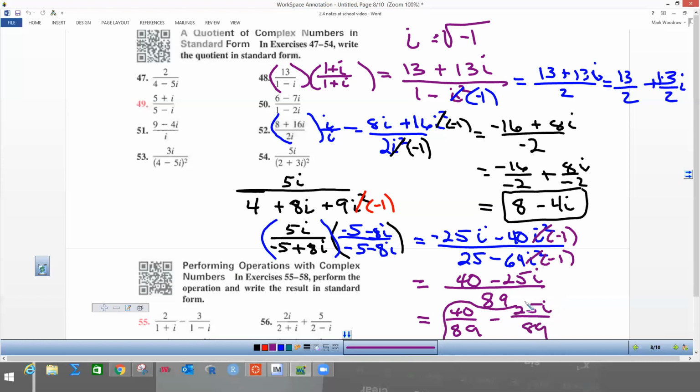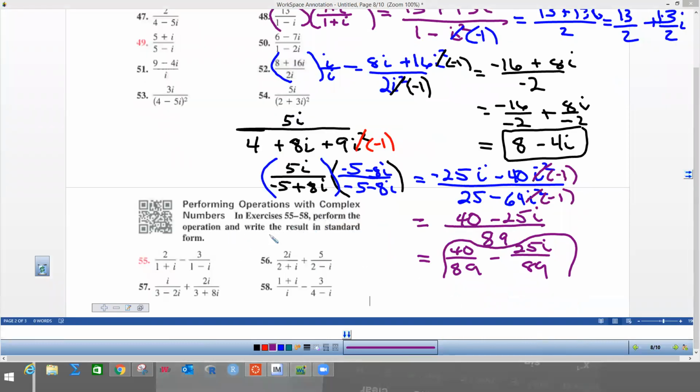So there's most of those problems done for you. Then we get down here to this part. This says perform the operation and write the result in standard form. So now we are taking these problems and we are adding, but the problem is we don't have like denominators. I'm only going to do one of these.